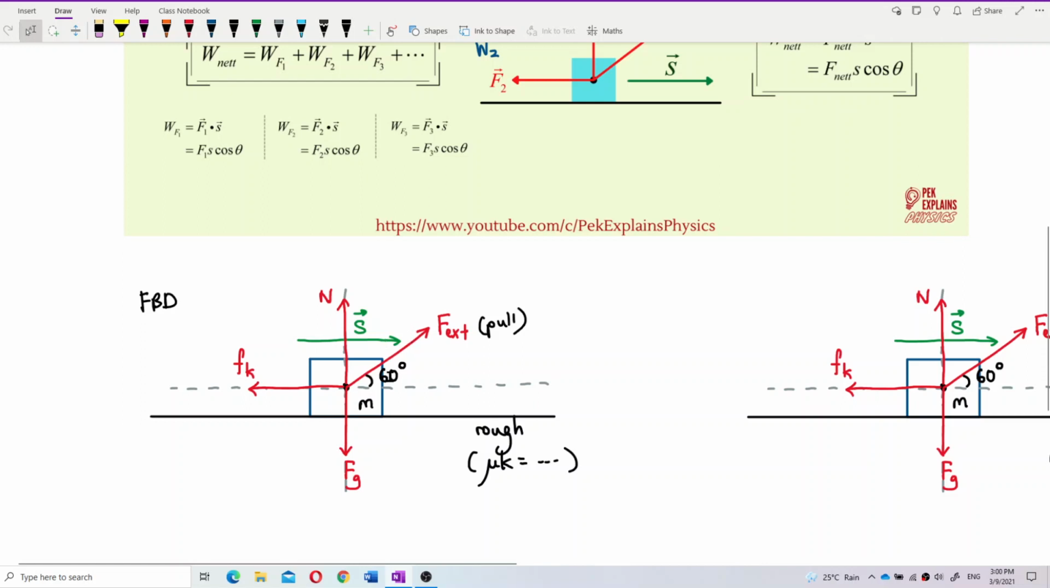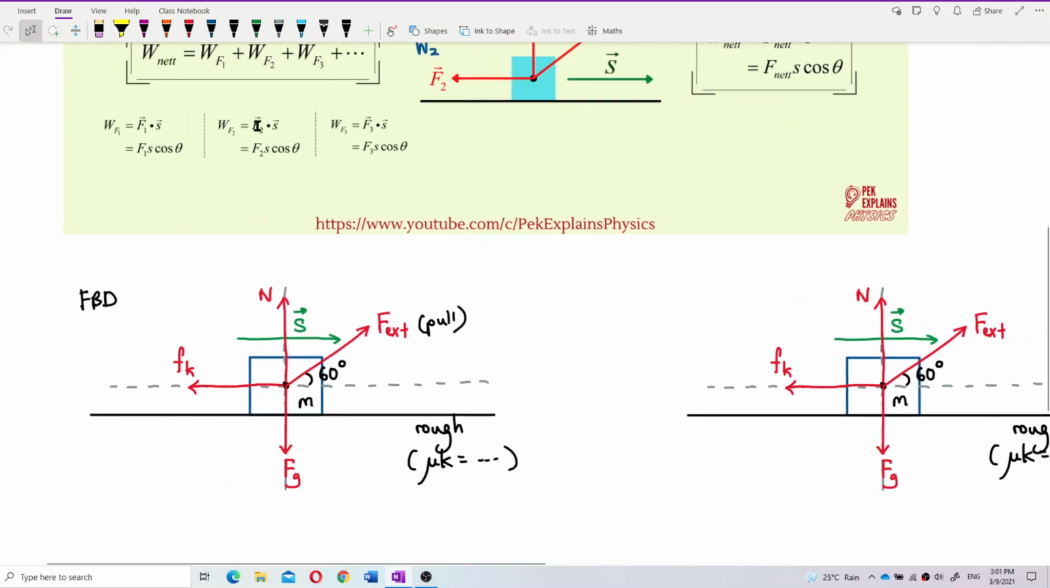You won't have only one force. You have multiple forces acting on the same object. So what is the total work done by all these forces? How to find it? There are two methods to find it.